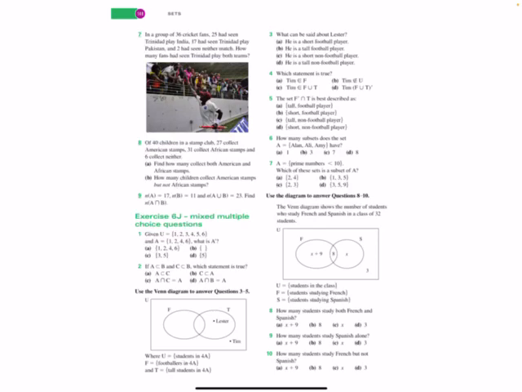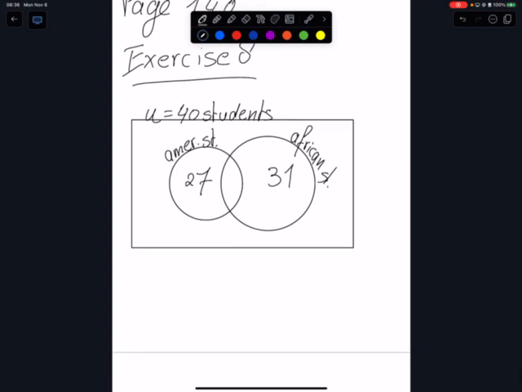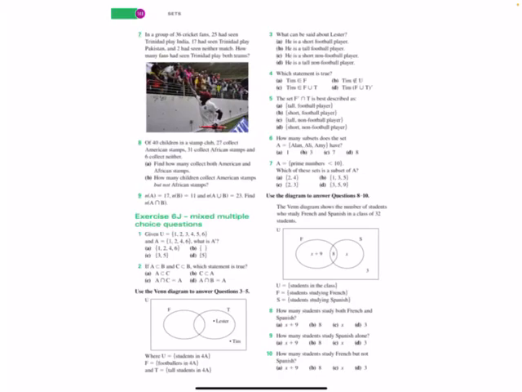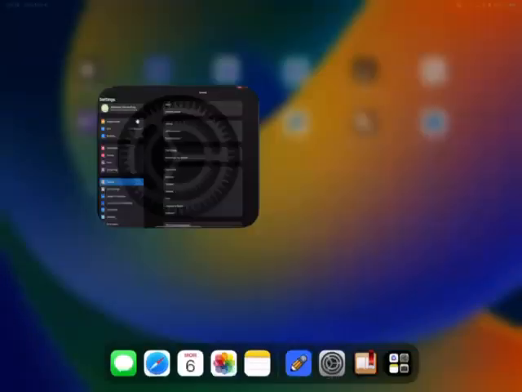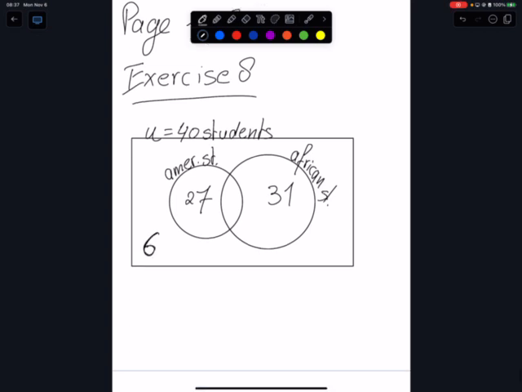31 collect African stamps. So this is 31. And lastly, they say 6 collect neither. So 6 do not collect American stamps nor African stamps.